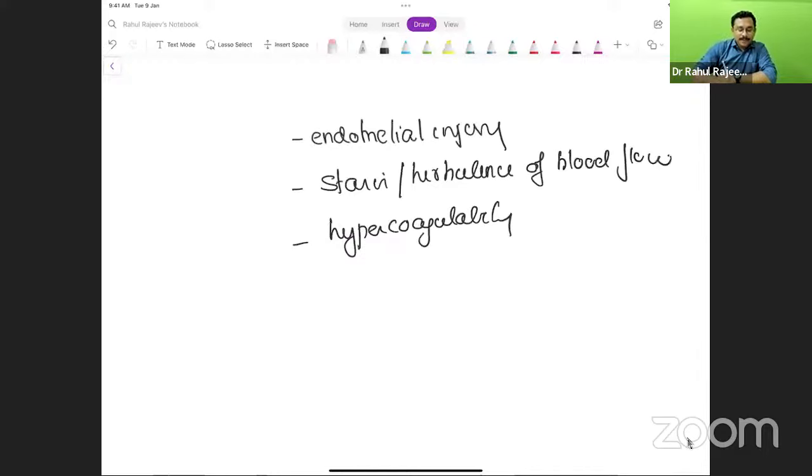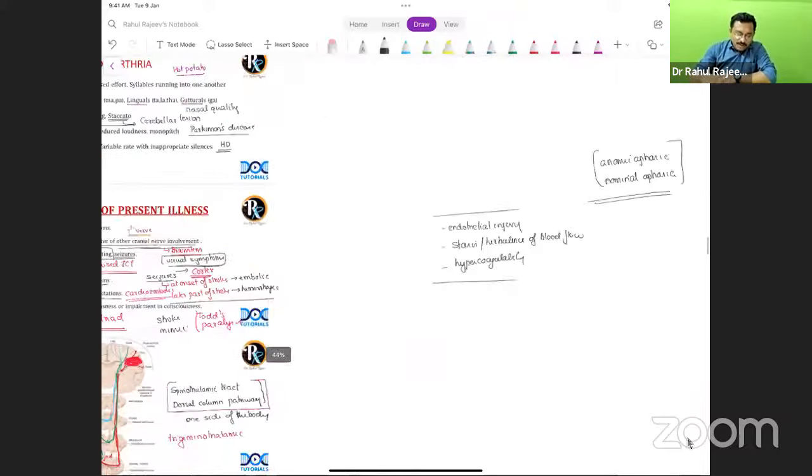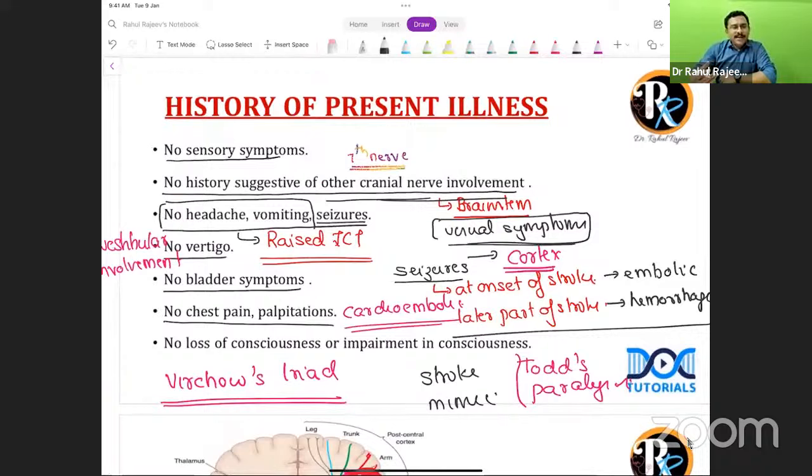Hypercoagulability. Okay. So when any of these states is there, there is a chance of increased clot formation. So endothelial injury, stasis or turbulence, or hypercoagulability of the blood. In that case, a clot will be formed, which is Virchow's triad. So in myocardial infarction, there is a chance of the clot being formed.